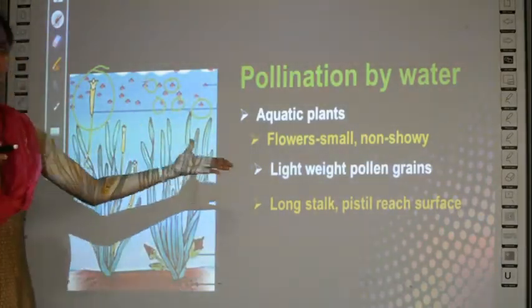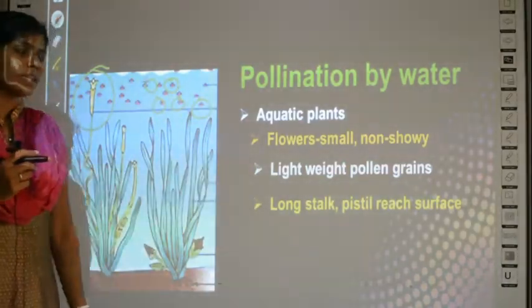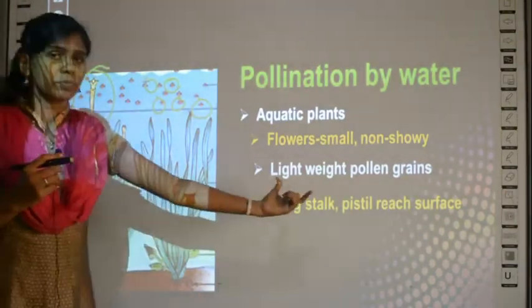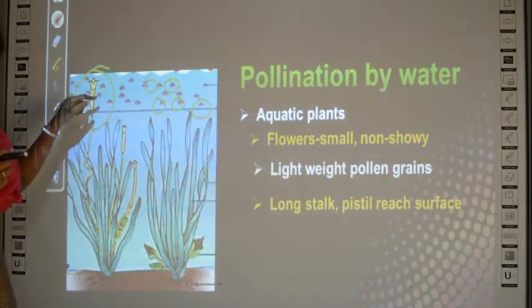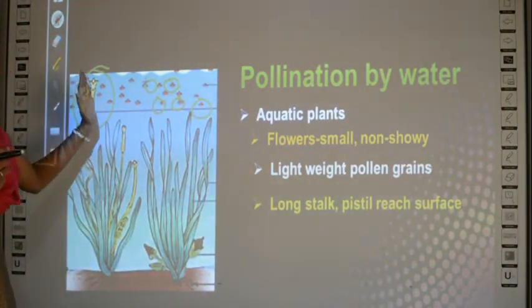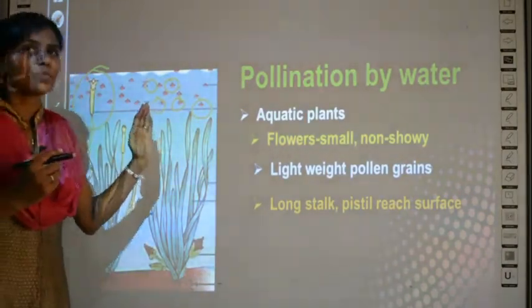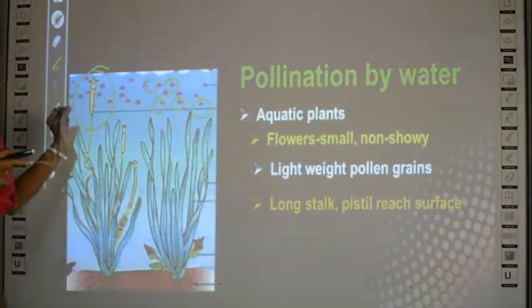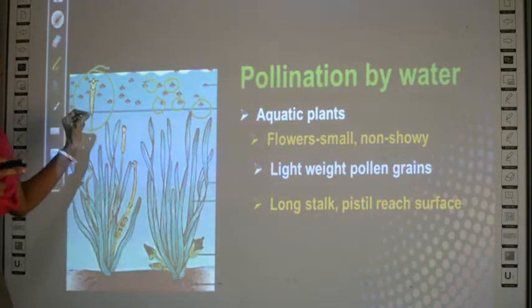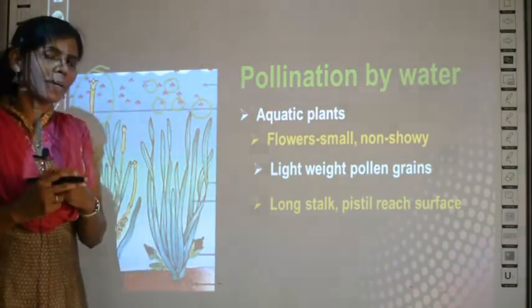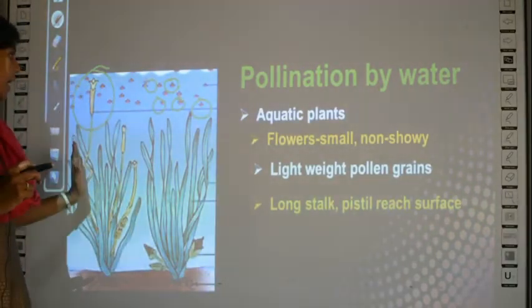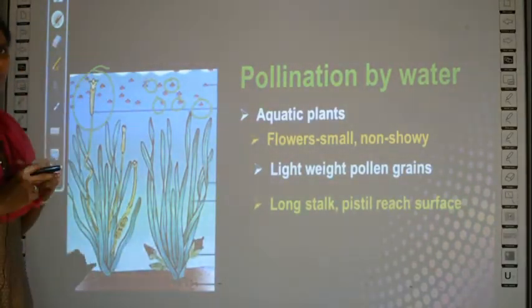So the pollen grains usually are light weighted, and the flower, that is the pistil, reaches the surface because these plants have a long stalk. What is a stalk? It is the stick-like structure which carries the flower, right? It is actually the pedicel. The pedicel is usually very long, so that the pistil, that is the flower, reaches the surface of the water.